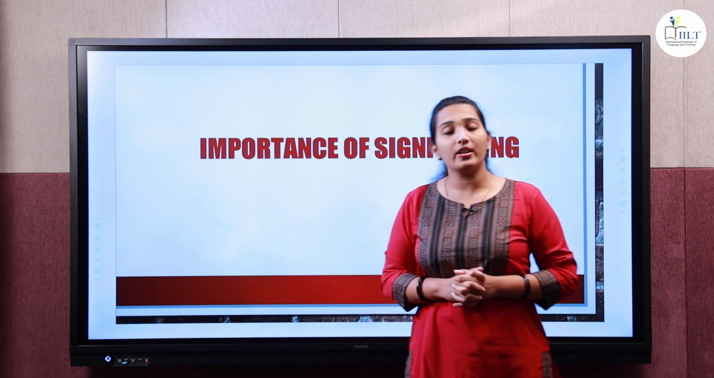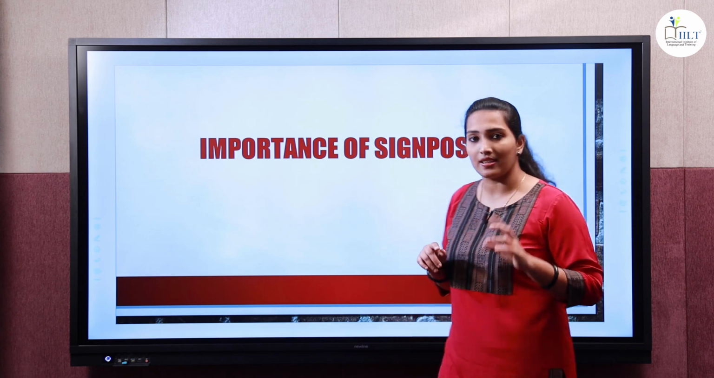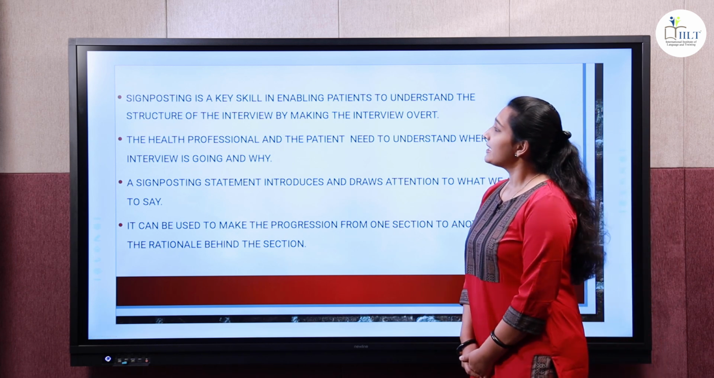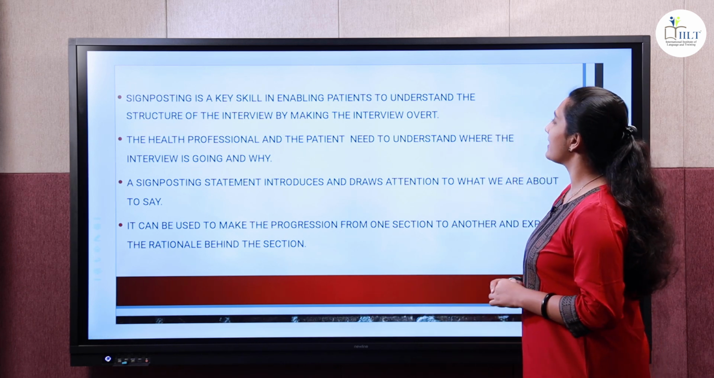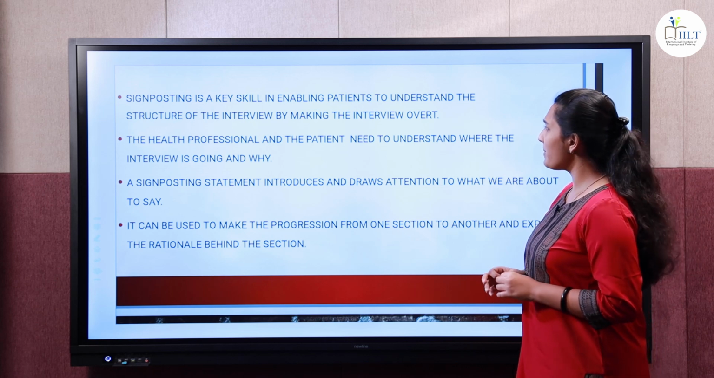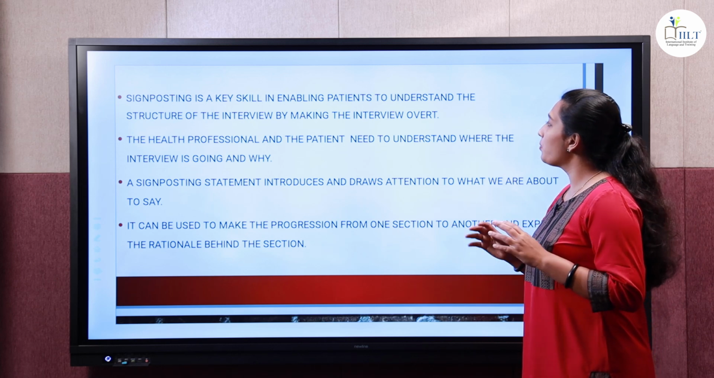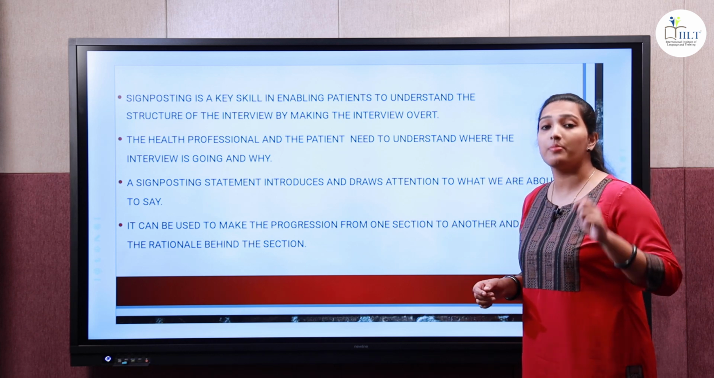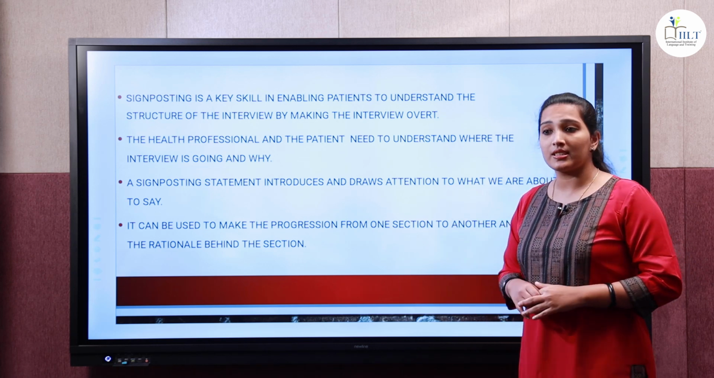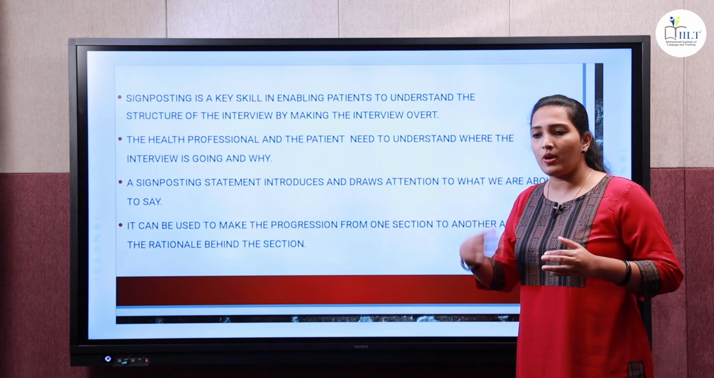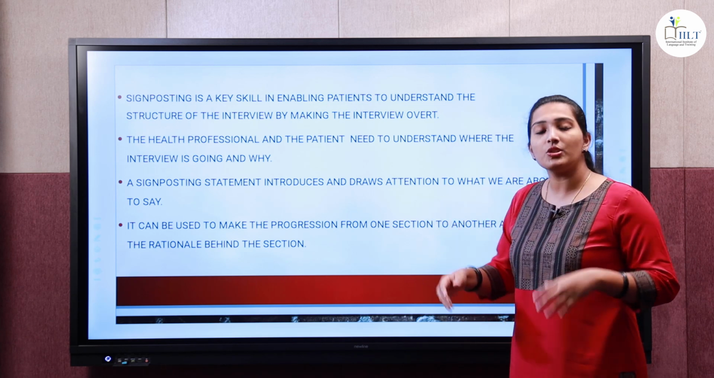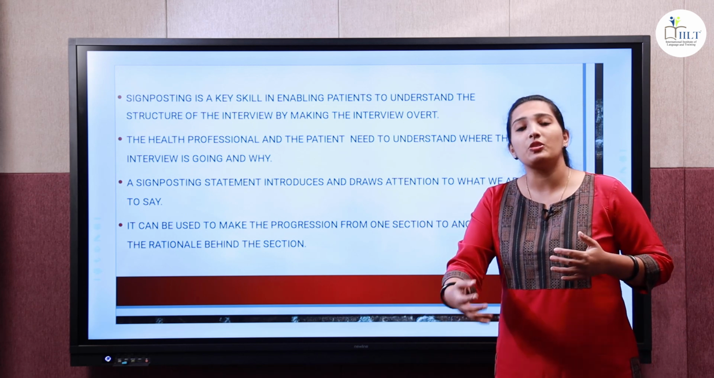Okay, so let's see what signposting means in OET speaking. Are you guys ready to see that? Okay, so let's see what's written here. Signposting is a key skill in enabling the patient to understand the structure of the interview by making the interview overt. Okay, so what does that mean? It is a key skill. It's a very important skill. I don't know how many of you know what signposting means. Maybe you would not know the name signposting, but one way or the other you might be using it in your OET speaking. So it is an important skill that enables the patient to understand the structure of the questions that we are going to pass on to them.